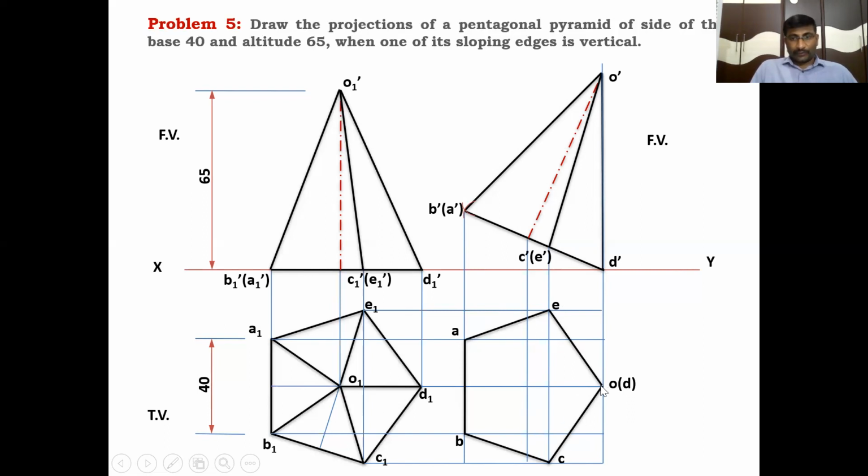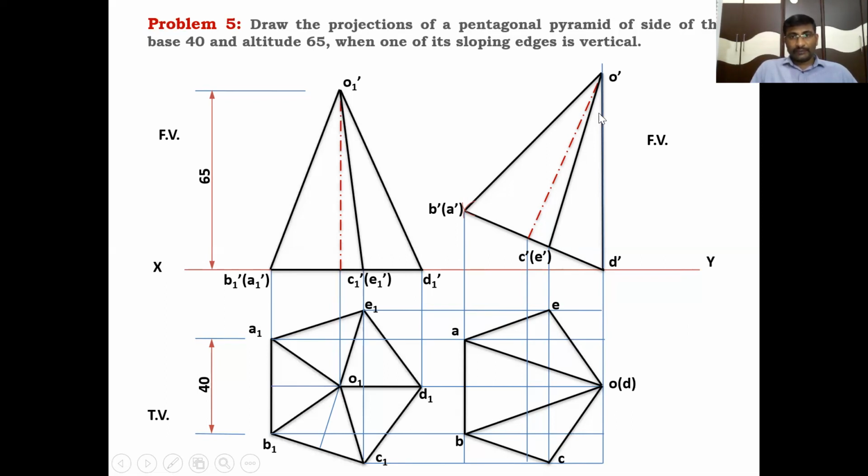Clear? So the apex point is here. You have to join this apex point with all the corners. Which slant edges are visible here? A dash to O dash is visible, B dash to O dash is visible. First of all, draw the AO and BO lines as solid lines, that is, dark lines. Clear? And EO and CO are also visible here.